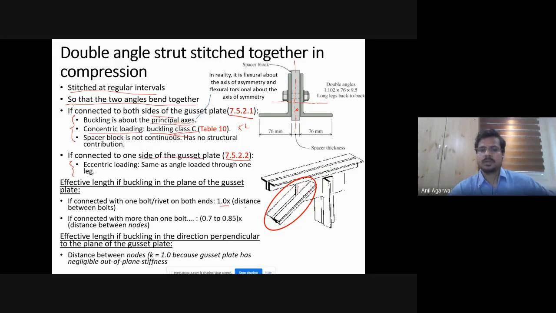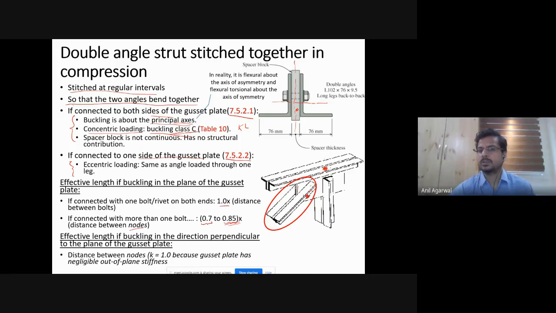So in that case, the code requires you to take a fixity level of 0.7 to 0.85. It does not exactly spell out what value you should take. You can assess the in-plane fixity. Typically, to be conservative, I will simply take 0.85 if 2 bolts are provided. So 0.85 times the distance between the nodes. This is the definition of node. So node is not where the bolt is. This is the location of the bolt. This is the location of the node or the connection.